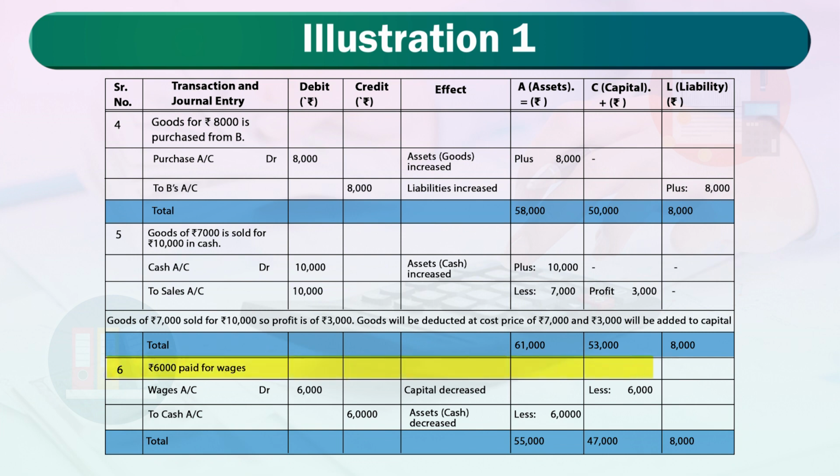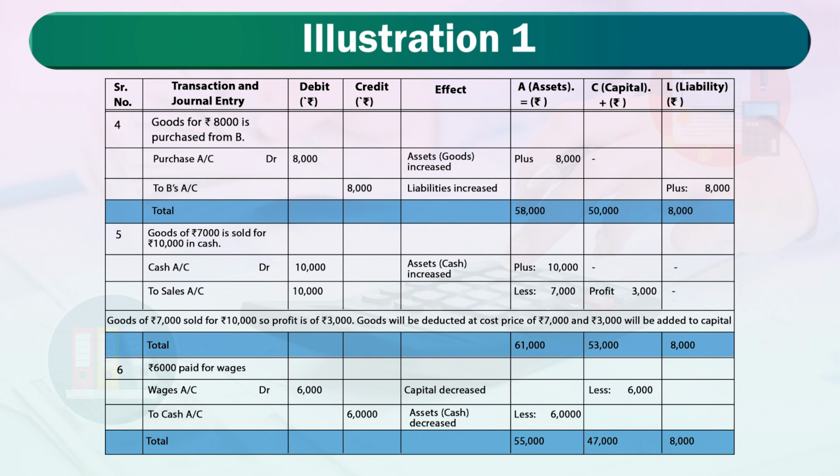Next transaction is rupees 6,000 paid for wages. So wages is an expense. Wages account gets debited with 6,000 amount, and we have paid the cash. So cash account gets credited with the amount of 6,000. Here capital is decreased as we have paid the expenses. So whenever we pay any expense, our capital gets reduced, and whenever we receive any income, our capital will be added. Here capital is decreased with the amount of 6,000, and asset, that is cash, is also decreased. So we are decreasing the asset by the same amount, 6,000.